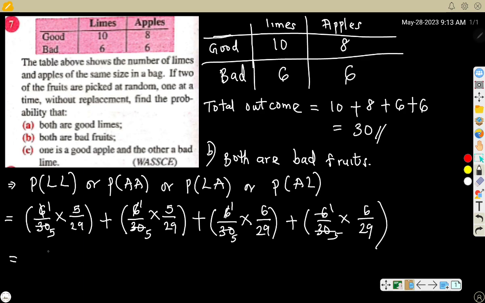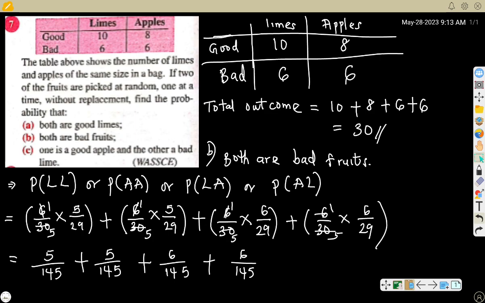So 1 times 5, 5, divided by 5 times 29, 145. Plus the second one again, 1 times 5, 5, over 5 times 29, 145. Plus this one again, 1 times 6, 6, divided by 5 times 29, 145. So that's why I did not cancel further, so that all my denominators will be the same. Again, 6 over 145. So now the LCM is 145 throughout.